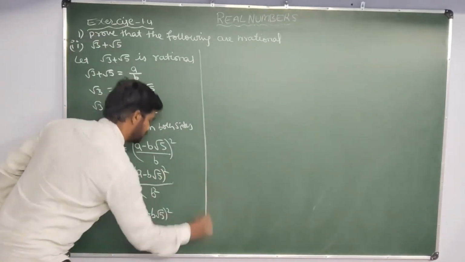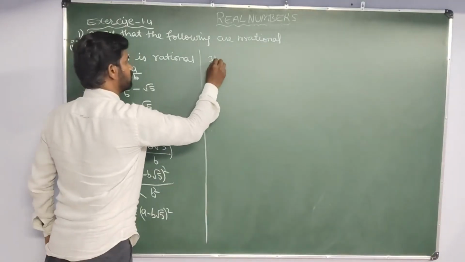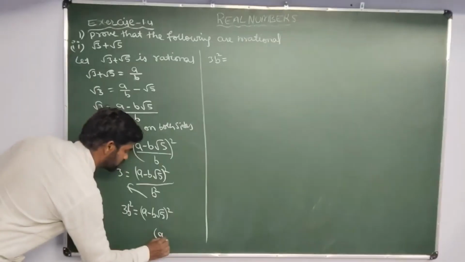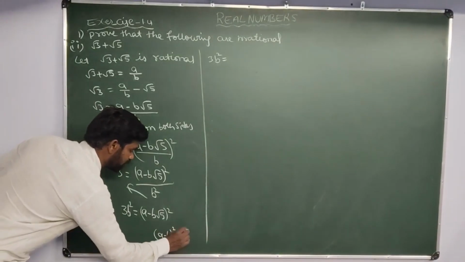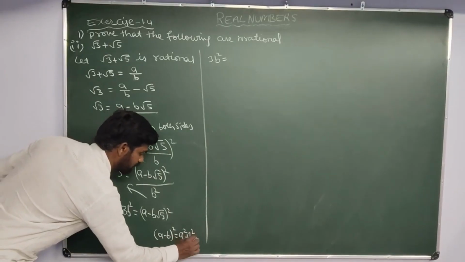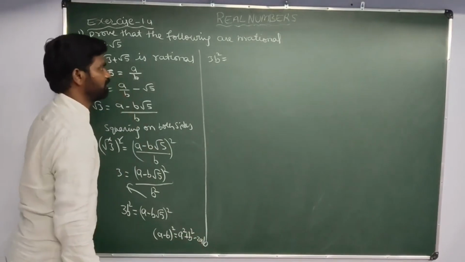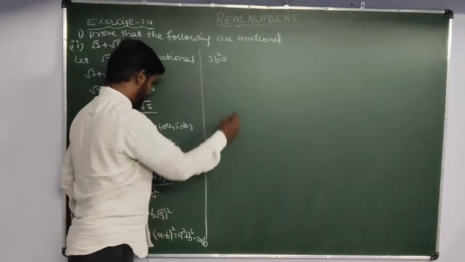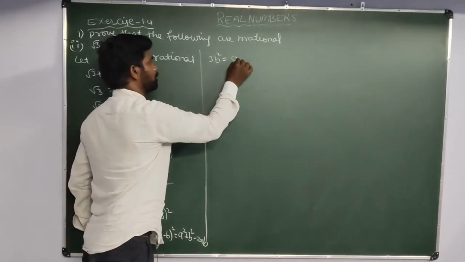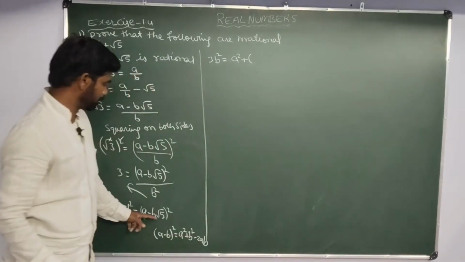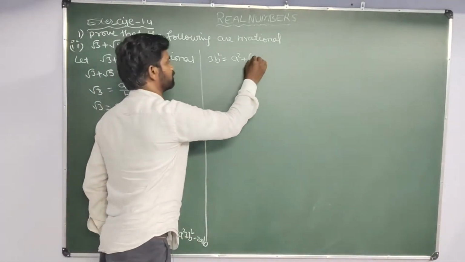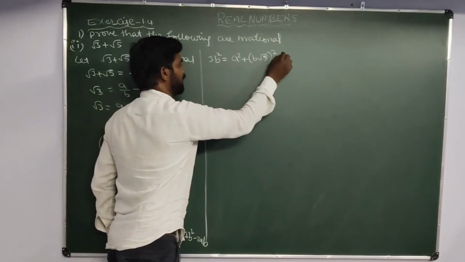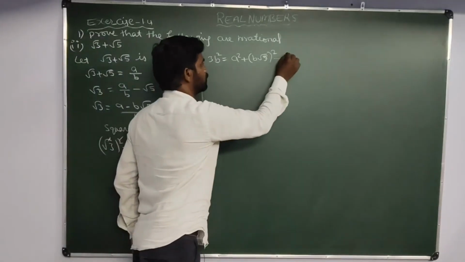Okay. Now 3b square is equal to, expand it. What is the (a minus b) whole square formula? (a minus b) whole square formula is a square plus b square minus 2ab. So this is a formula. Now expand this one. 3b square is equal to a square, plus b square, where b is nothing but b root 5, (b root 5) whole square, minus 2ab, where a is a only and b is b root 5.